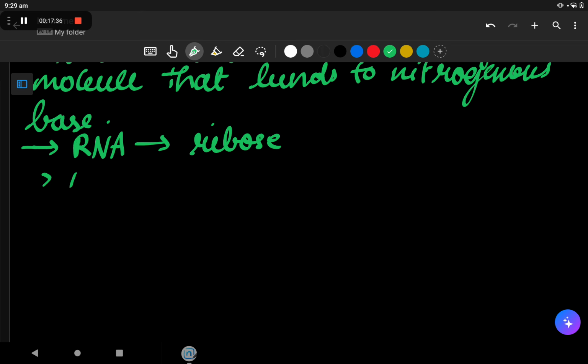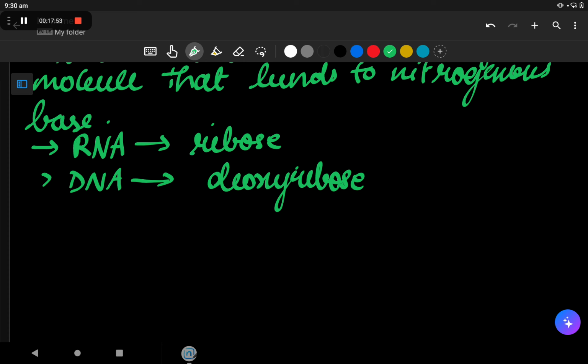However, in case of DNA, the sugar is deoxyribose. Ribose sugar has H atom instead of OH at the 2 carbon position. Hence, it is called deoxyribose. I mentioned this earlier itself, right? Before 2 slides itself, I explained. Here, one oxygen will be missing. That is why it's called deoxyribose.